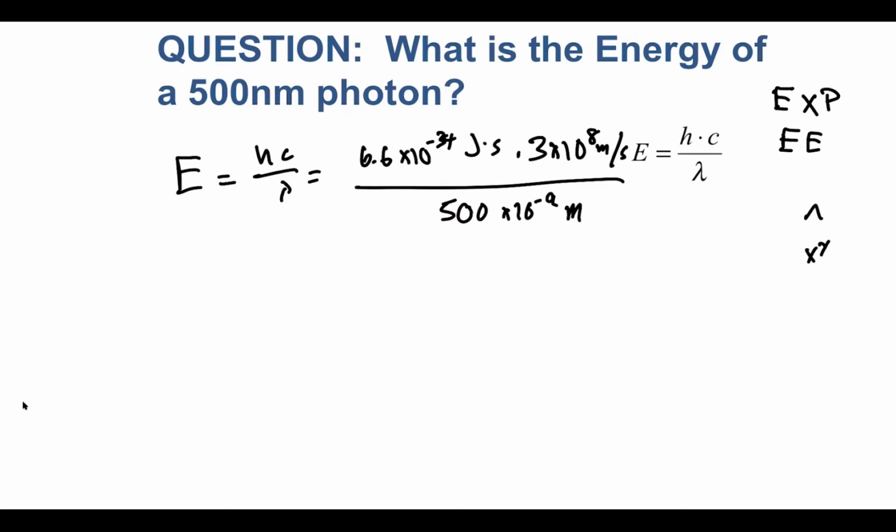This will work. You can type 6.6, you can put the times button, you can type 10, and you can do the exponent x to the y negative 34, and you'll get this number. First of all, it's way more buttons to press. But second of all, it will work.